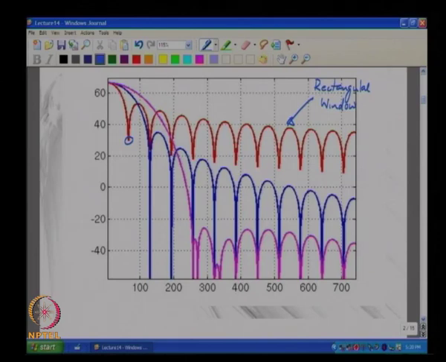An improvement was the Hann window, and you can see that it is better than the rectangular window. All right. It turns out that the rectangular window, as we discussed a couple of classes back, falls off in frequency only as 1 over omega, because it is of the form sine something by something, correct?